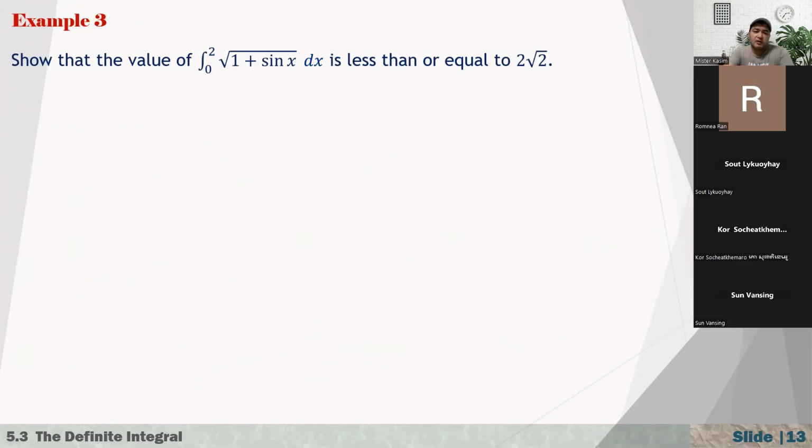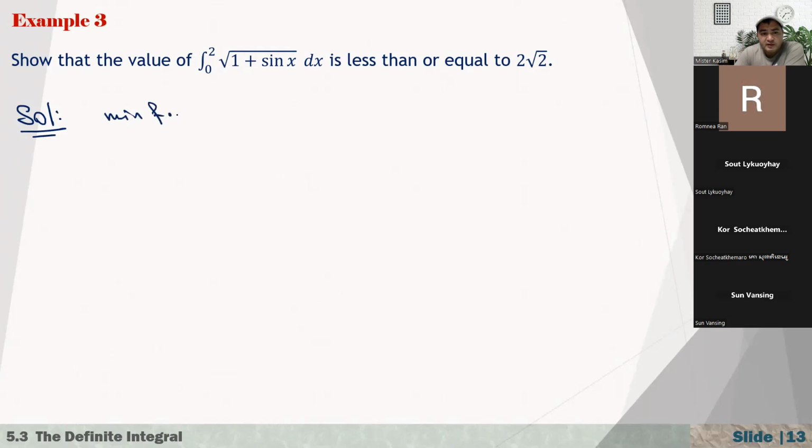Show that the value of this definite integral from 0 to 2 of the square root of 1 plus sine of x dx is less than or equal to 2 times square root of 2. Okay, so now we are going to use the inequality property. And once again, we know that a definite integral is always between these two values.